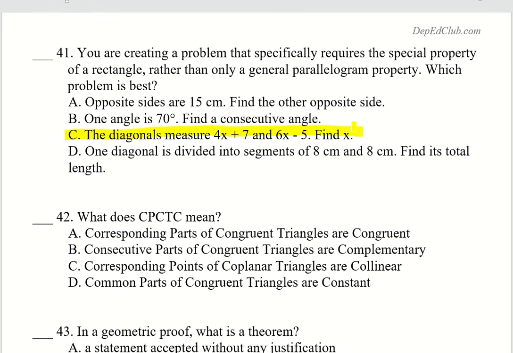42. What does CPCTC mean? Okay, CPCTC means consecutive parts of congruent triangles are complementary. Not complementary, congruent. Consecutive parts of congruent triangles are congruent. CPCTC: corresponding parts of congruent triangles are congruent.